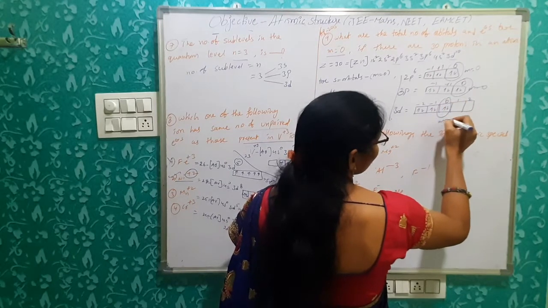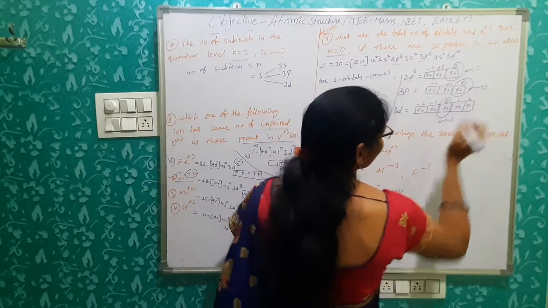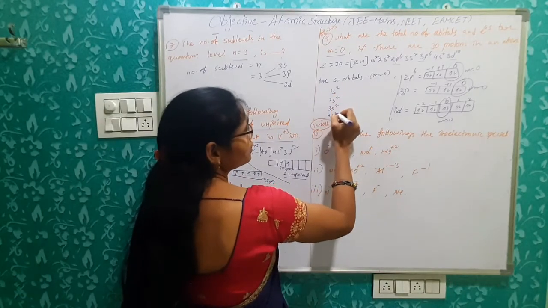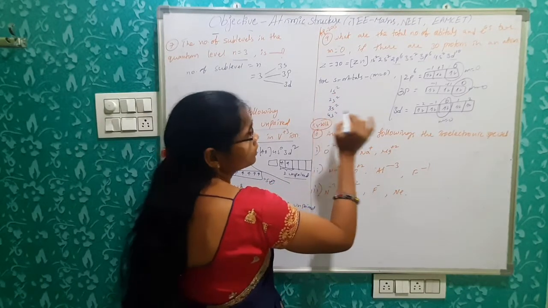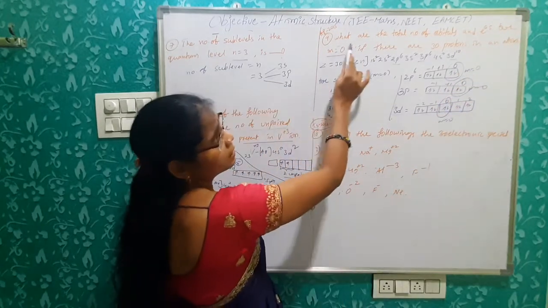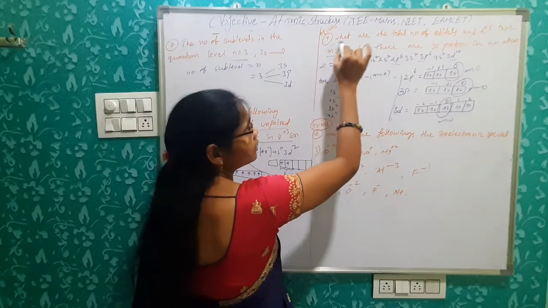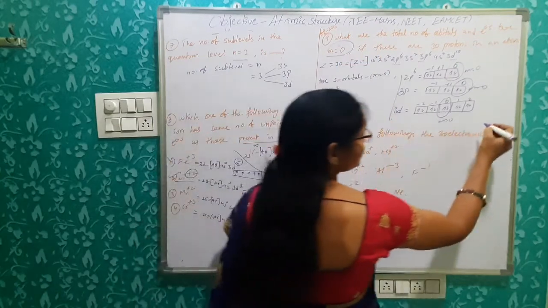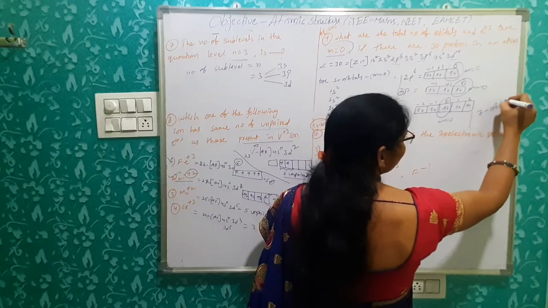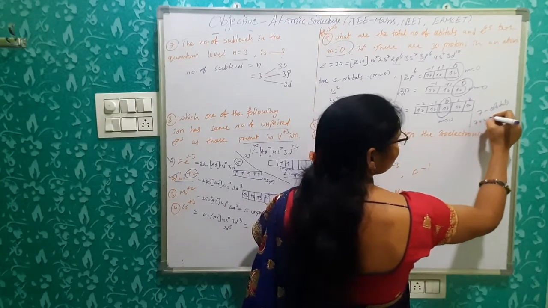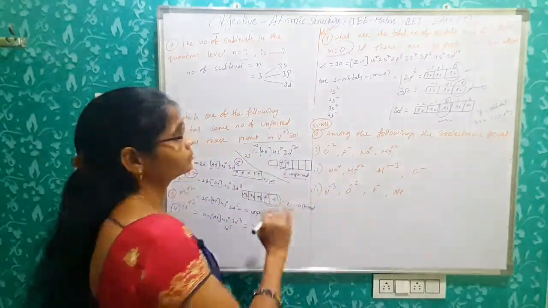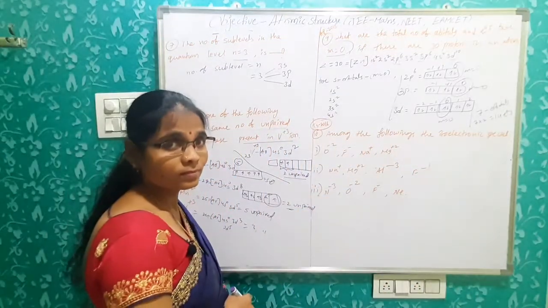M equals 0. Clear? So here the s orbital is filled with 2 electrons. Now, how many orbitals? 1, 2, 3, 4, 5, 6, 7. Simply, the total number of orbitals with m equals 0 is 7 orbitals. Each orbital is filled with 2 electrons, so 14 electrons. Clear? Next.